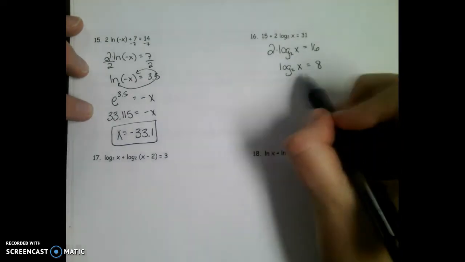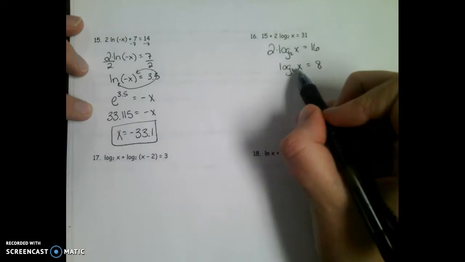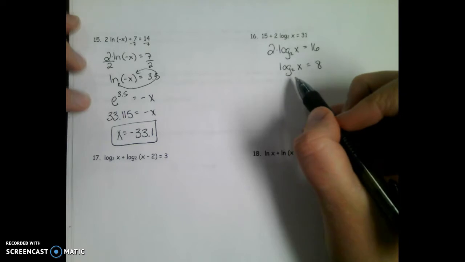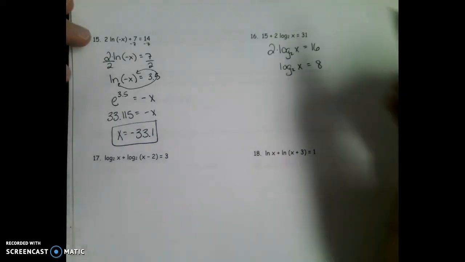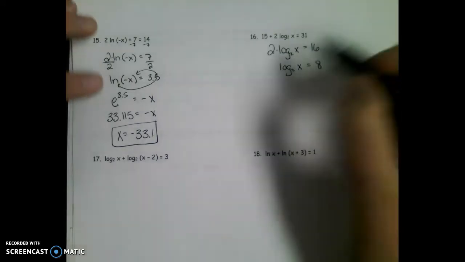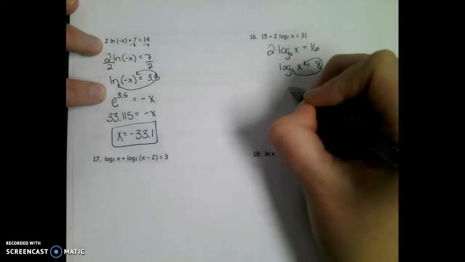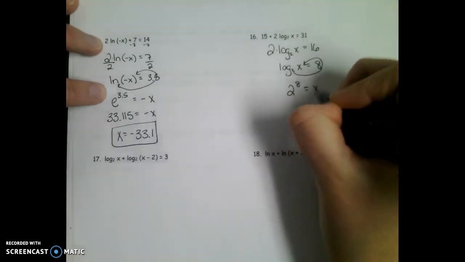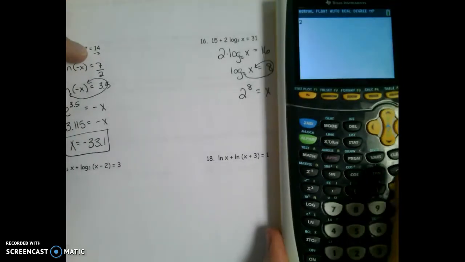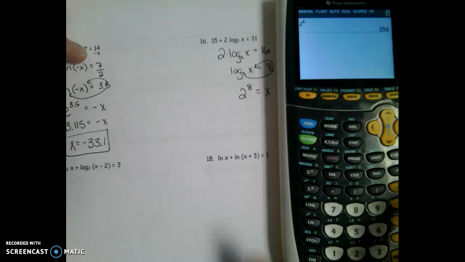You can't divide by log base 2. If you divide by a log, you have to divide by the whole log, including the number inside of it. A log isn't like a number, it's an operation. So that x is a part of it. You can't just divide away part of it. So instead, we change forms. 2 to the 8th equals x. To do 2 to the 8th in your calculator, 2, caret button, raise it to the 8th, 256.